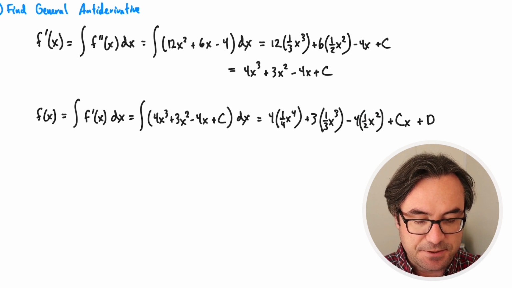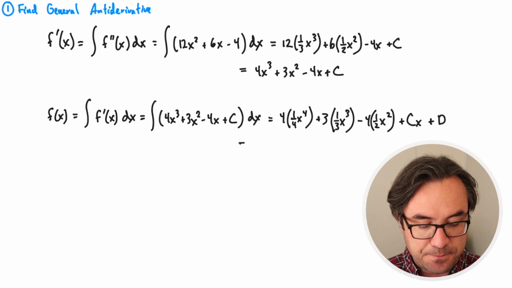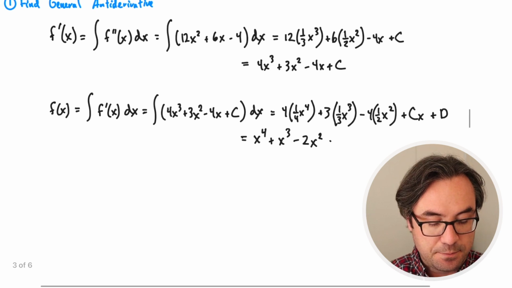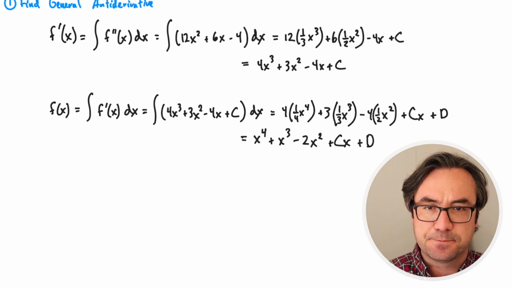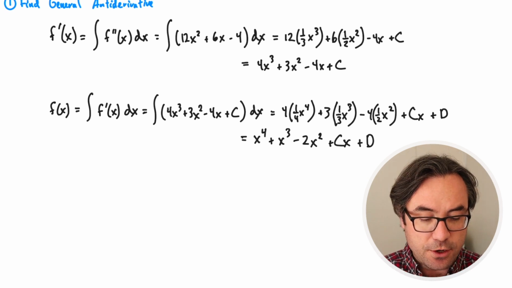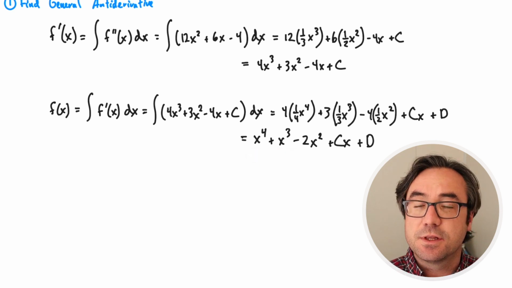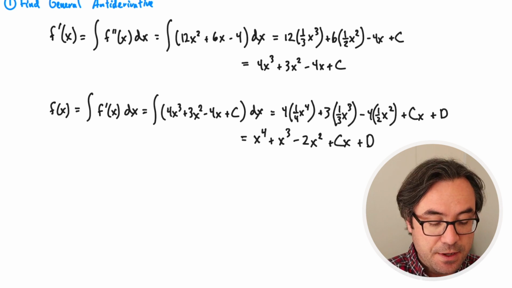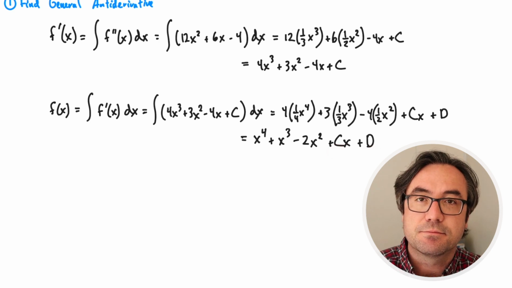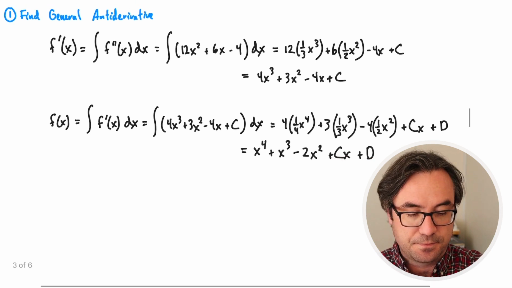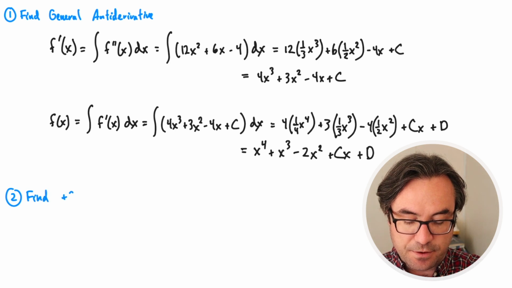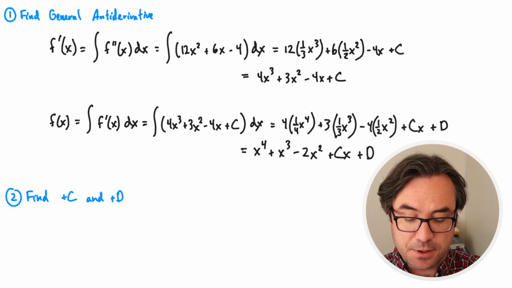So when we simplify this, we're going to end up with x to the 4th plus x cubed minus 2x squared plus cx plus d. All right, so we're pretty good at this point. We have most of our function for little f of x. The only thing left to do now to find the particular antiderivative is find these missing constants. So that's going to be our next step. And we're going to figure out plus c, and in this case also plus d.